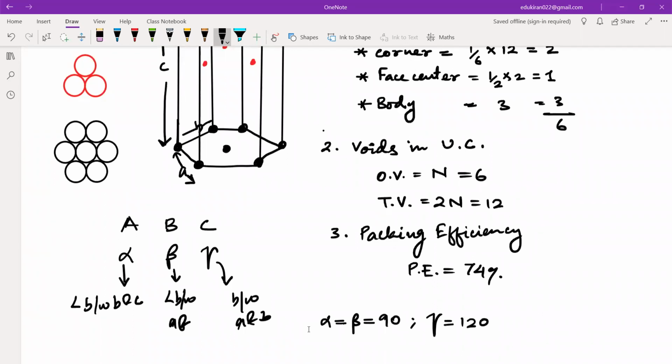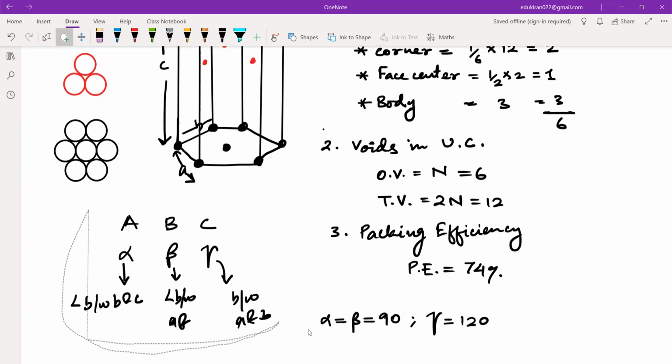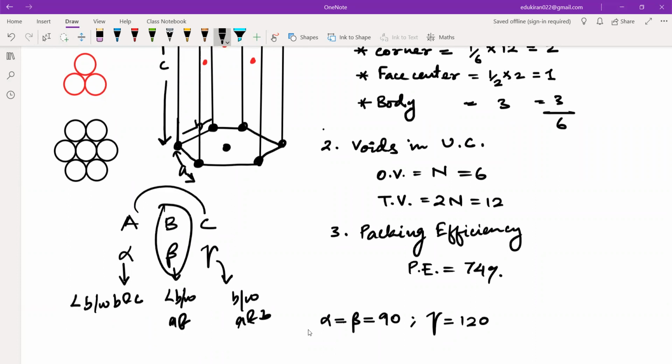Is that clear? Yes or no? Please tell me. Alpha, beta, and gamma. Beta is the angle between A and C? Yes, beta is between A and C. For beta, leave out B and take the angle between the other two. If you want gamma, leave out C, and it will be the angle between A and B. Okay.